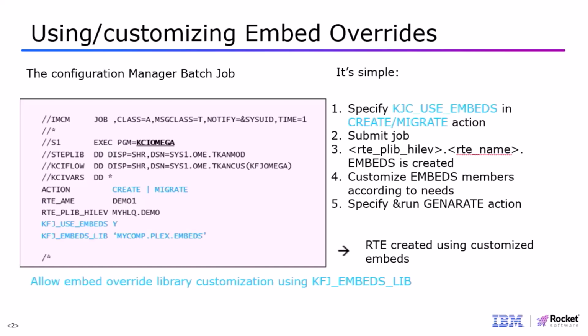You can now make your customizations as needed and subsequently run the generate action accordingly to pick up any of the changes in the configuration members. You are also allowed to override the embeds library by using the KFJ_EMBEDS_LIB parameter. This can prove to be useful if you want to share embed override definitions across runtime environments.